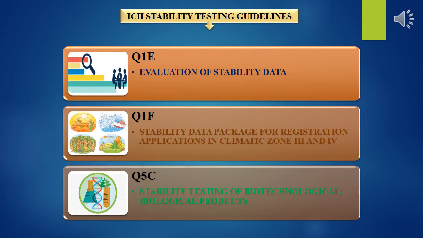So for what purpose is Q1A applied? For stability testing of new drug substances and products. For what purpose was Q1B made? It is for photostability testing of new drug substances and products. Q1C is for new dosage forms, Q1D for bracketing and matrixing, Q1E for evaluation, Q1F for the stability data package for registration applications based on climatic zones 3 and 4, and Q5C for biotechnological and biological products.